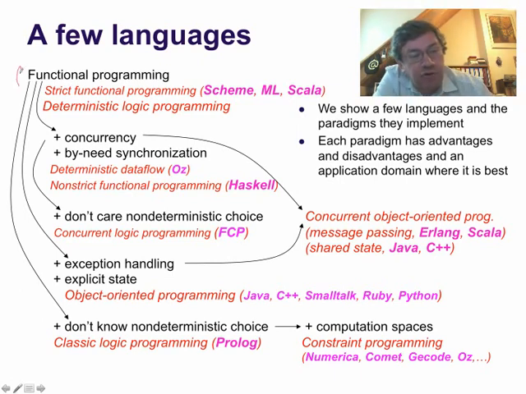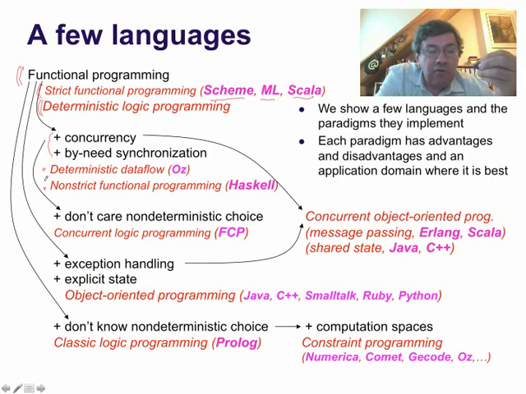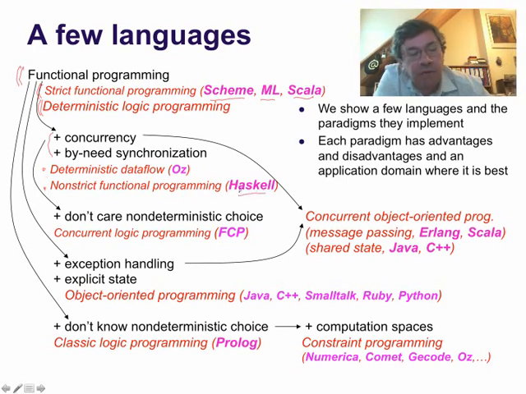So we start from functional programming, which is also called strict functional programming. Scheme, ML, and Scala are examples of these languages. Also, we have deterministic logic programming, which is also, in fact, a form of functional programming. Now, if we add concurrency and by-need synchronization, we can get the deterministic data flow in the lazy version. We also get non-strict functional programming. Non-strict is a somewhat more general form of lazy programming, which is implemented by Haskell.